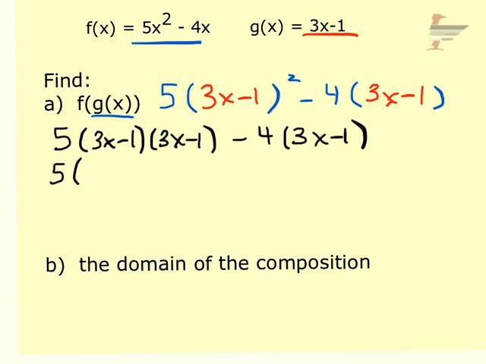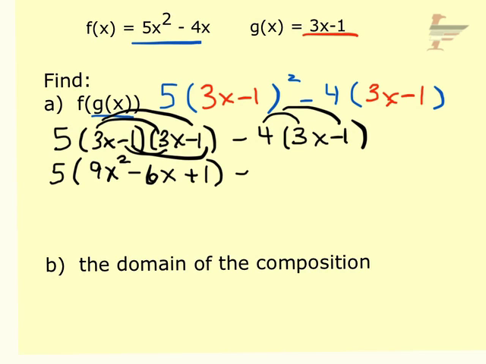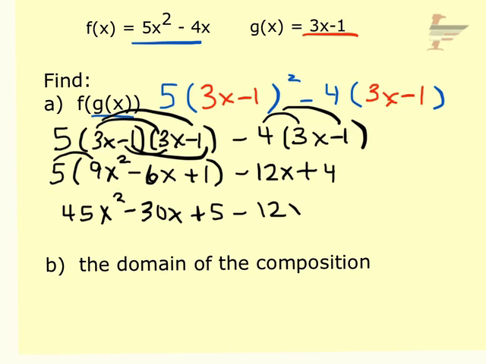So that's going to be 9x squared minus 3x minus another 3x is minus 6x and plus 1. And I'm going to go ahead and distribute this through, minus 12x plus 4. Be careful, right? You have a negative to a negative. And then I'm going to go ahead and distribute this 5 through. So 45x squared minus 30x plus 5 minus 12x plus 4.